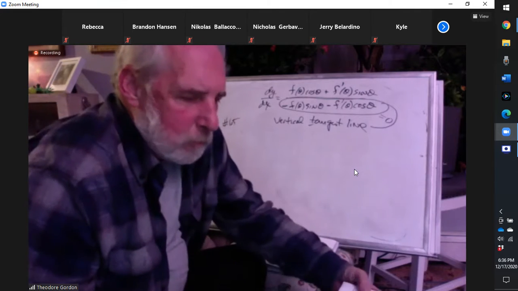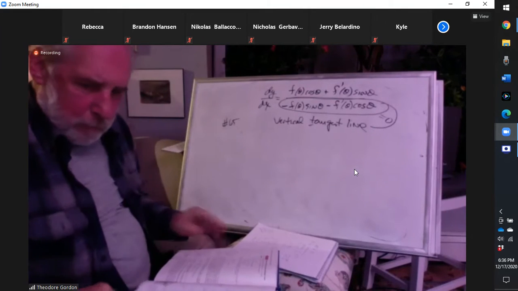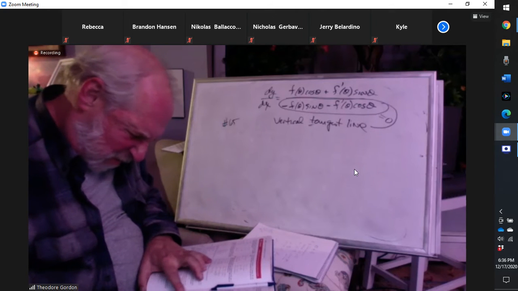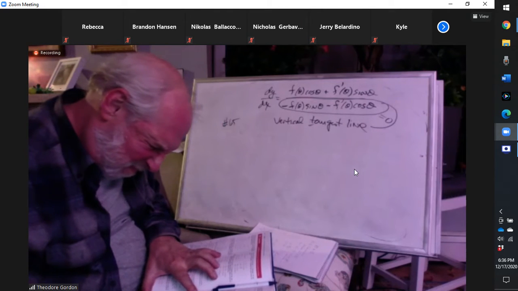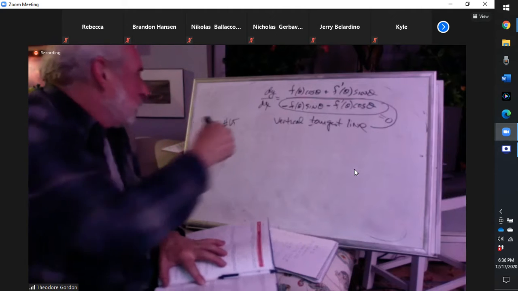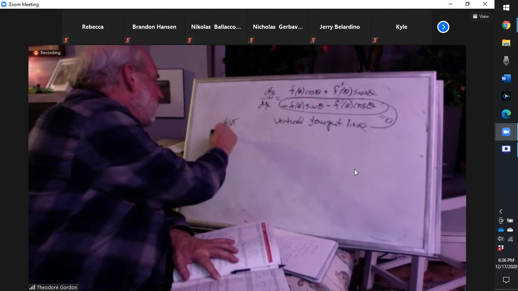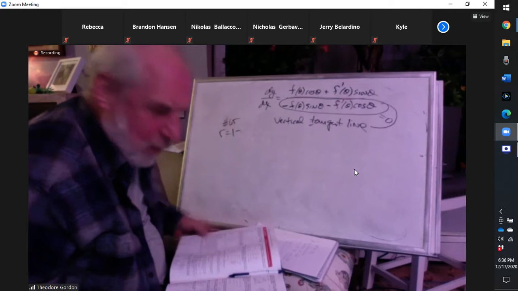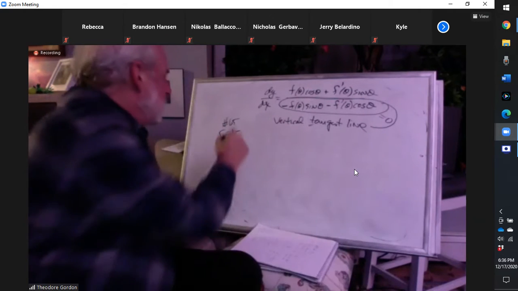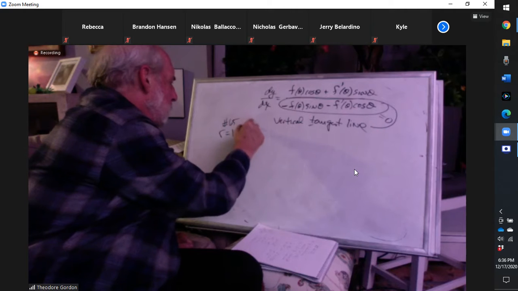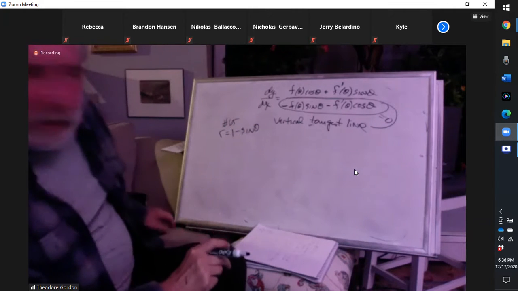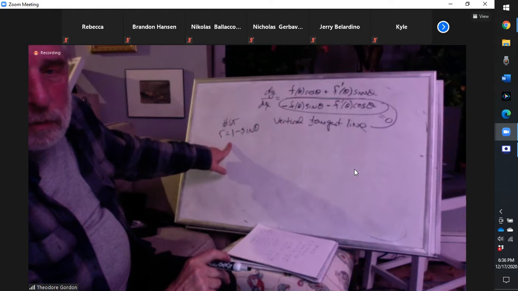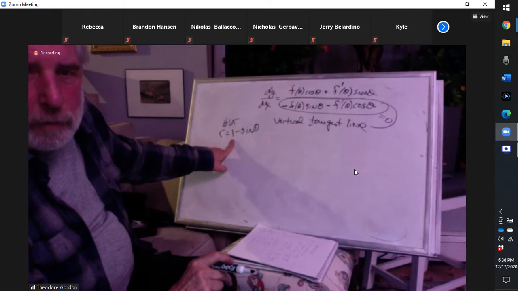See if I can read this book here. Hang on a second. 65 is r equals 1 minus sine theta. Did I do that right, John? Is that the correct problem? 1 minus sine theta? Sorry, yes, it is.